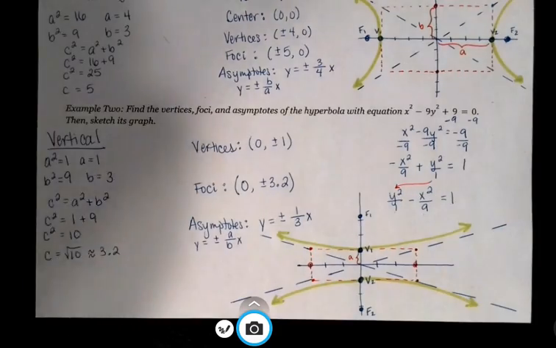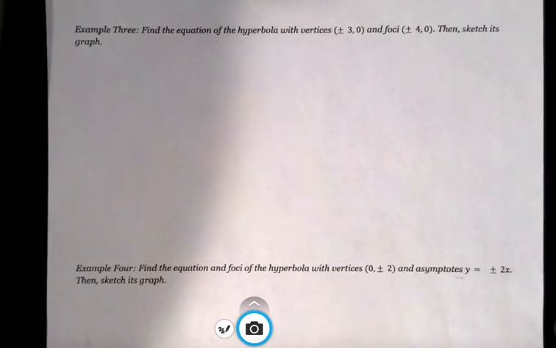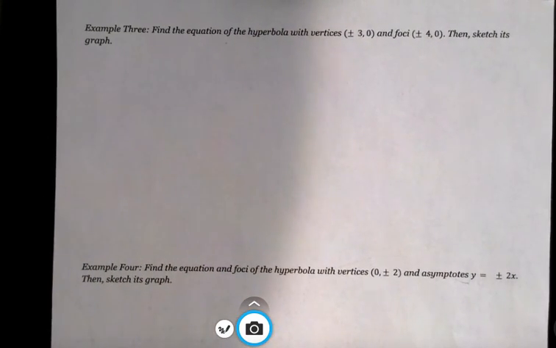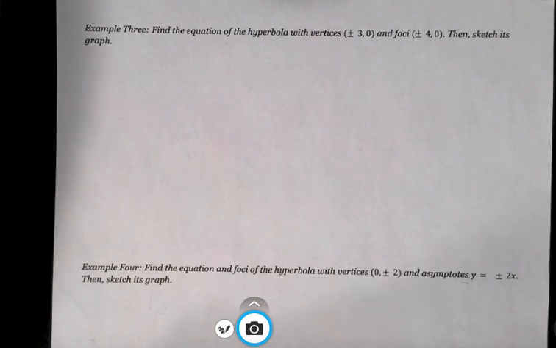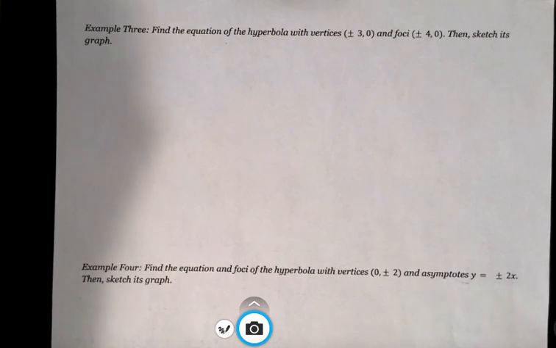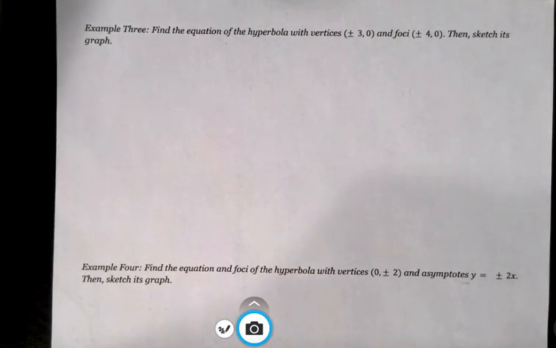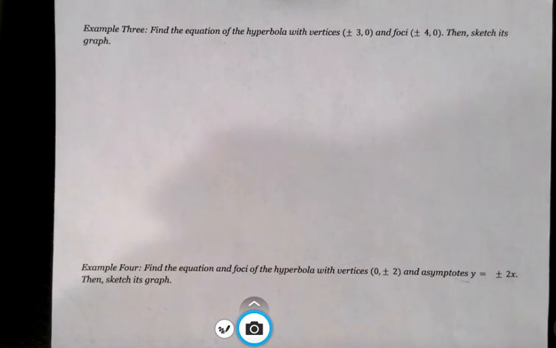All right, so we're going to flip to the back. And we're going to look at the back two here. So these are a little different because for these, I don't have the equation, but I do have some characteristics. And then using those characteristics, I will be able to sketch the graph. So for example 3, it says find the equation of the hyperbola with vertices at plus or minus 3, 0 and foci at plus or minus 4, 0, and then sketch it.